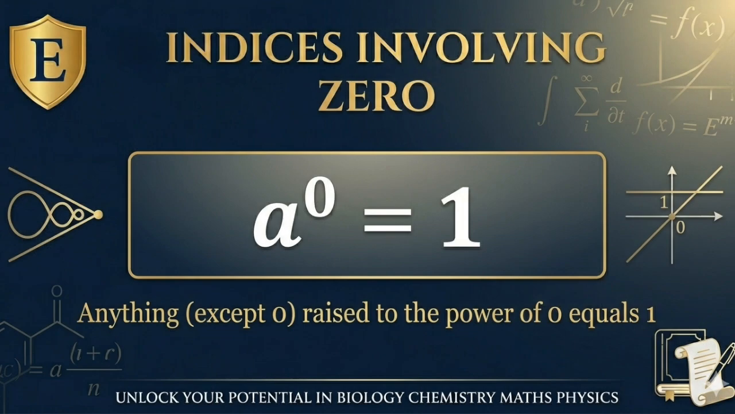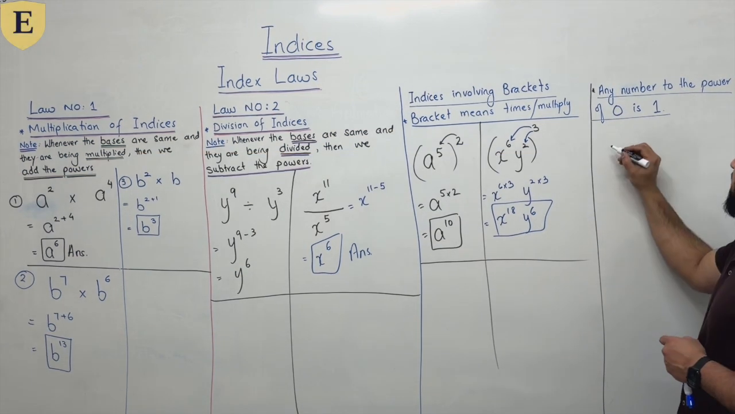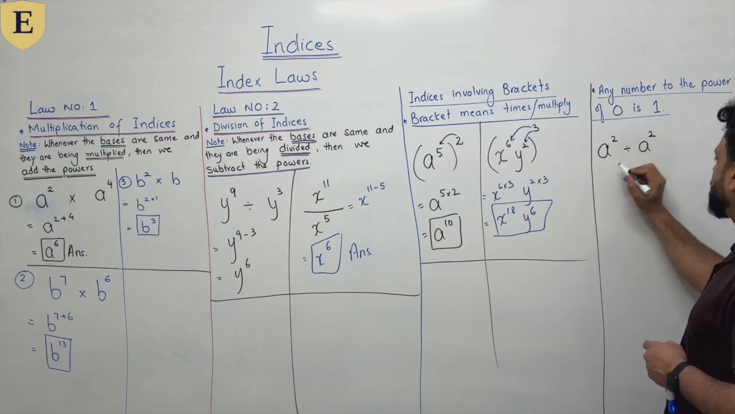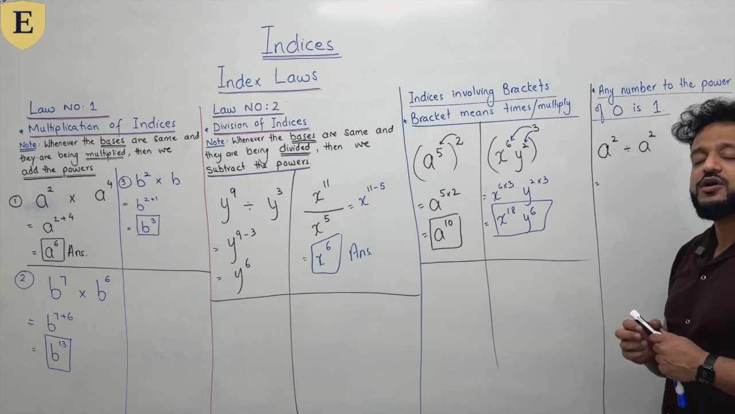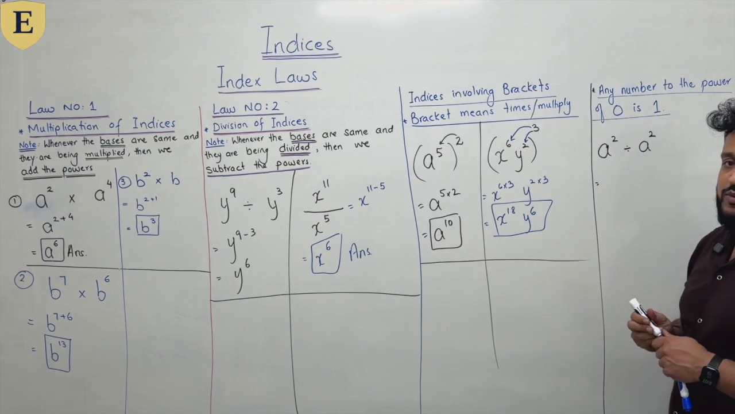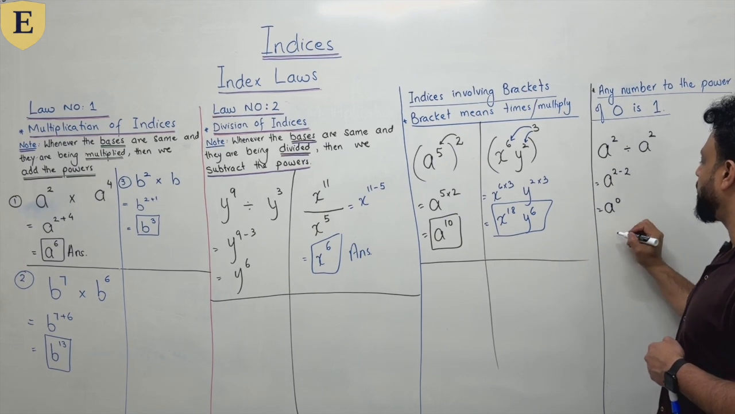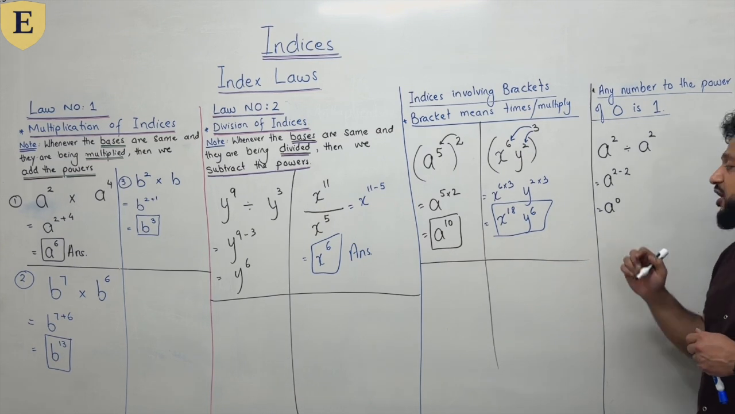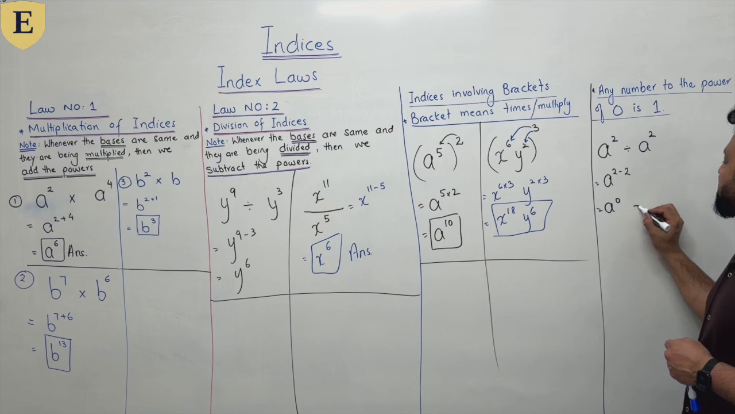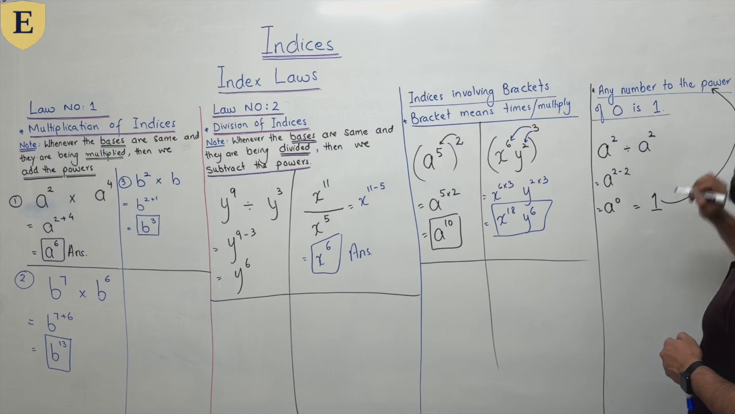According to this law, any number raised to the power of 0 is 1. What do I mean by that? Basically, if you've got a to the power of 2 divided by a to the power of 2, we've already discussed in law number 2 that if the bases are same and there is a division sign in between, we always take away the powers. So let's do that. 2 take away 2, it will become a to the power of 0. That is not my answer. If you write this in the exam, a to the power of 0, you will not get a mark. So the answer is 1, because I said anything to the power of 0 is always 1.